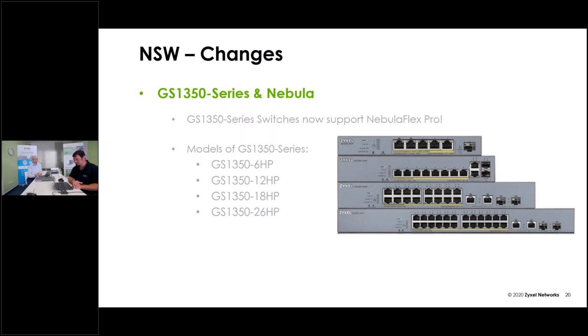The models of the GS 1350 series are the 6 HP device, the 12 HP device, 18 HP, and the 26 HP. This is the 26 HP, which we got over here. One of the core features is that they are made for surveillance setups, so they have also BT, so the PoE 802.3 BT standard is implemented into most of the switches over here, and now they also are capable of handling Nebula.